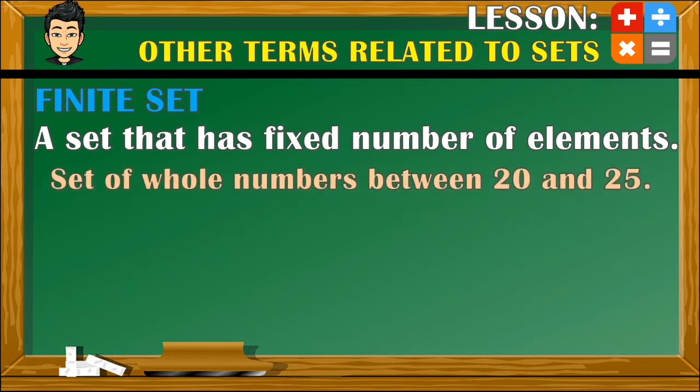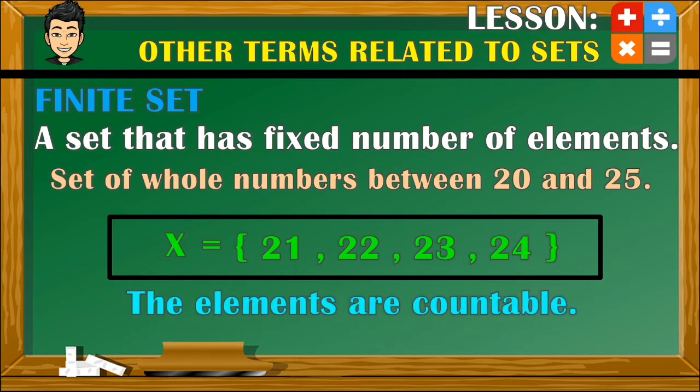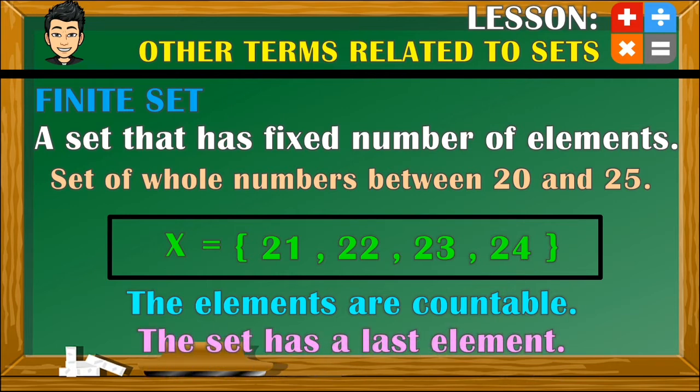Consider this example. Set of whole numbers between 20 and 25. Let us name our set as set X. Since the elements are whole numbers between 20 and 25, we have 21, 22, 23, and 24. This is an example of a finite set because, as you can see, the elements are countable and the given set has a last element.